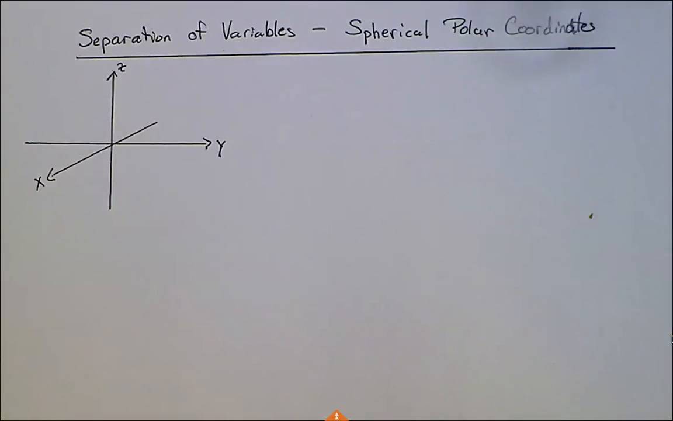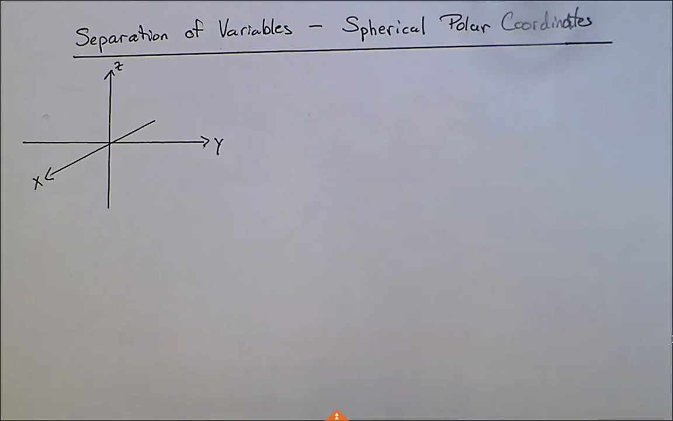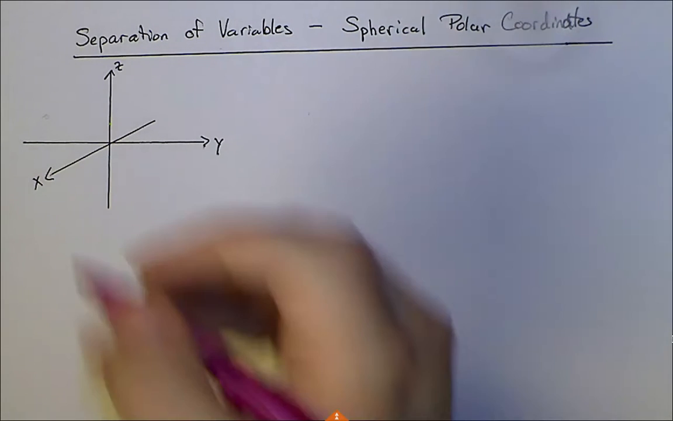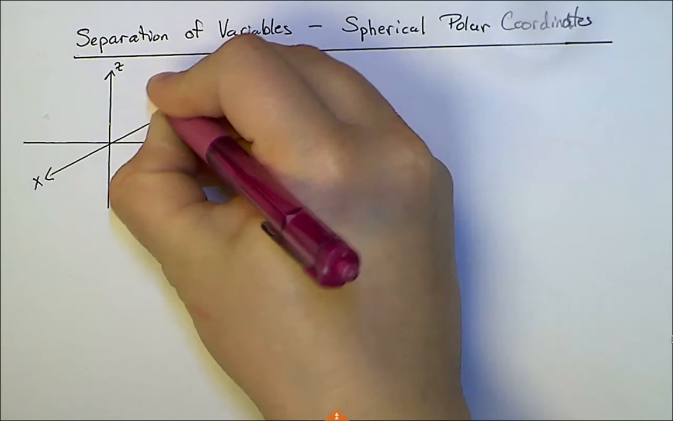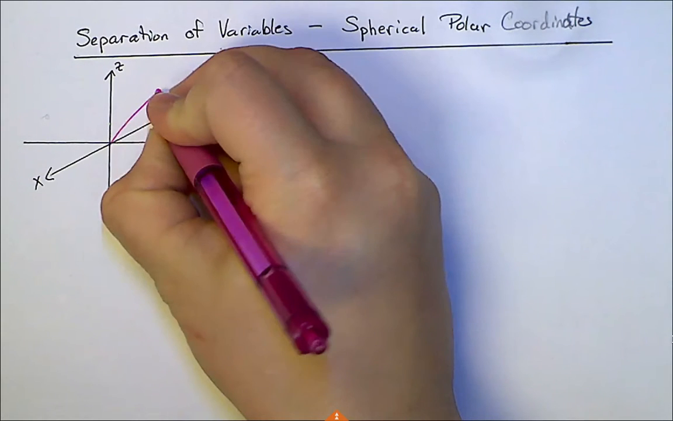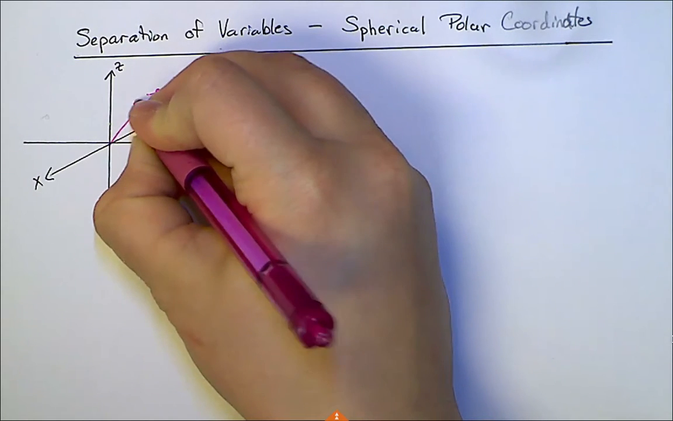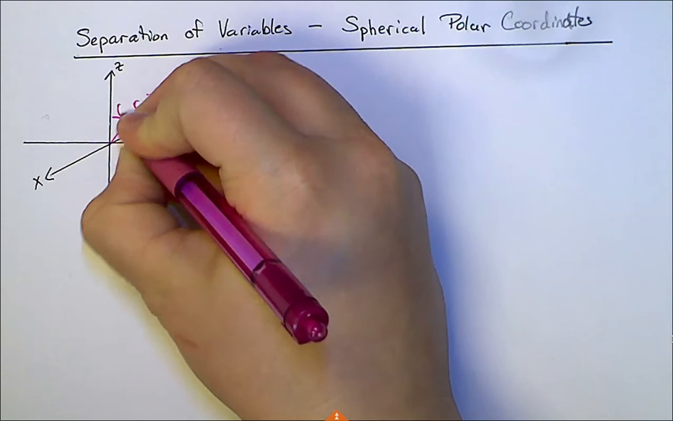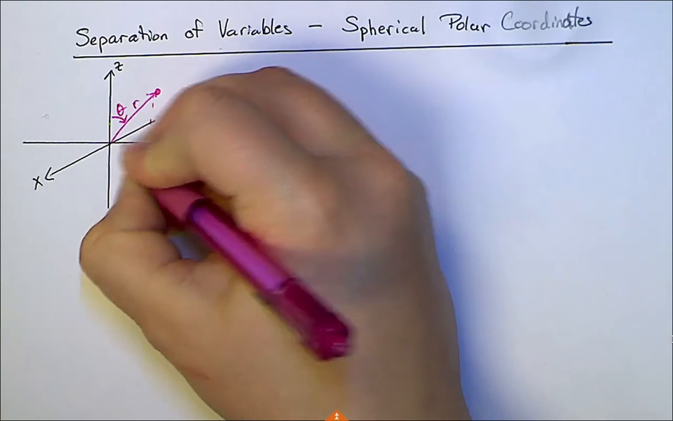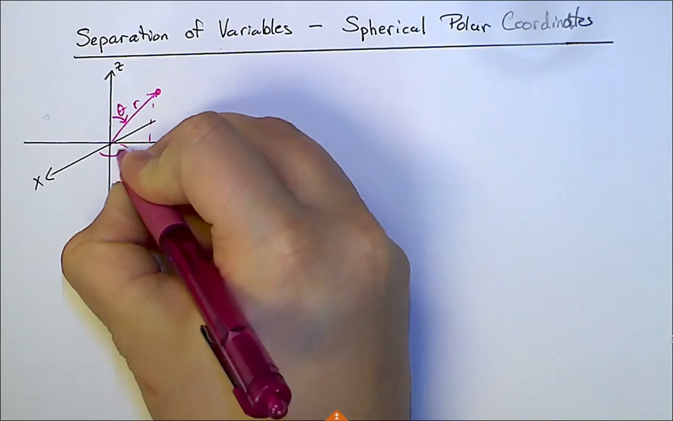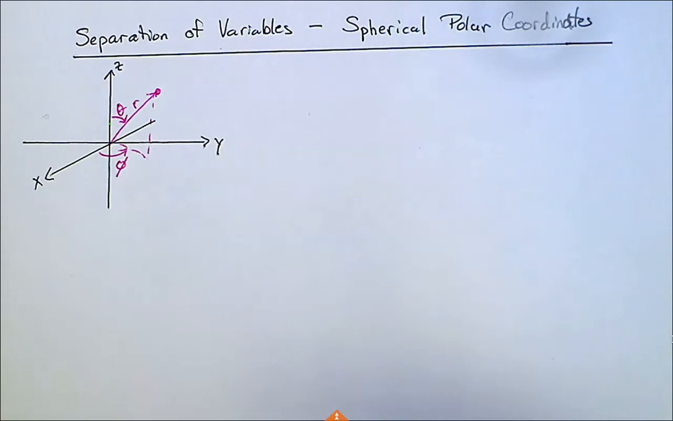So, welcome to separation of variables. We're going to be working in spherical polar coordinates. We'll talk about that in just a moment. But remember, in spherical coordinates, if you have a position here, a distance r from the center, then theta will be measuring from the z-axis, and the angle phi, the azimuthal angle, we measured from the x-axis.